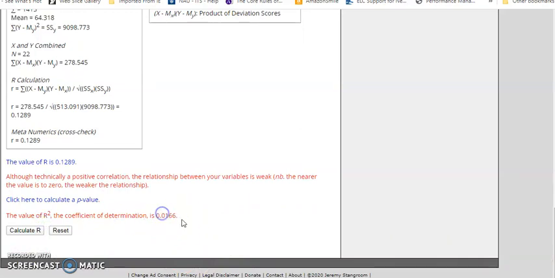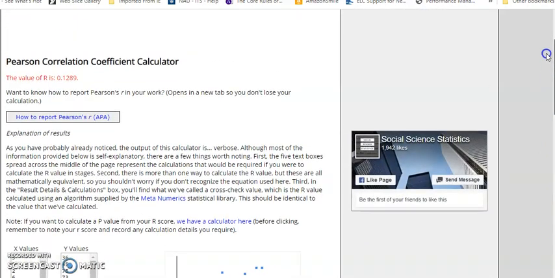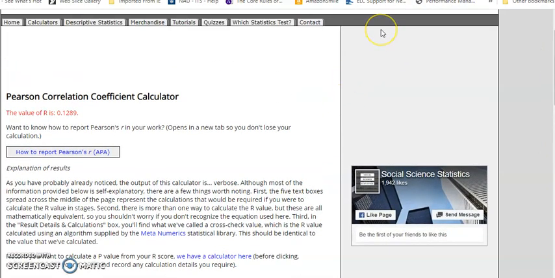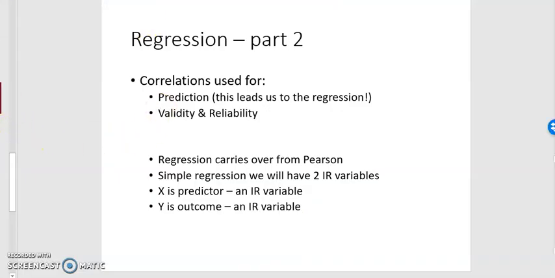So the new coefficient is 0.0166, so 1.66% of the variance is shared for exam scores. And with this homework you could say our study predicts exam scores, which leads us into our part 2 of our lecture. So our part 2 of our lecture looks at taking a correlation and then moving it to a prediction, which is a regression.